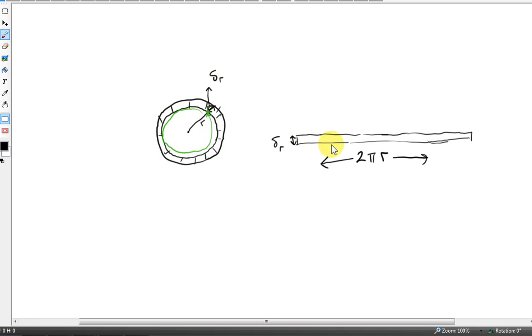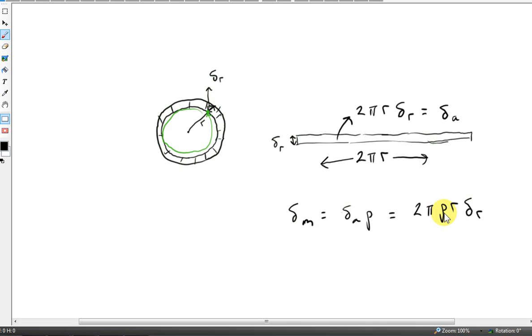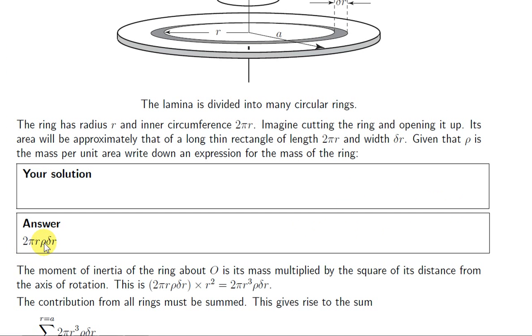Well, what's the area of the rectangle? That's easy. We just multiply the two sides together: 2 pi r by delta r. So we could call that delta A, for area, the area of this mass element. And the mass of it, delta m, is delta A times rho, the area times the mass per unit area. So that's going to be 2 pi rho r delta r. So there's the mass of the element.